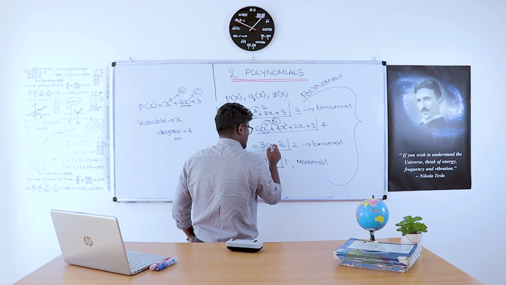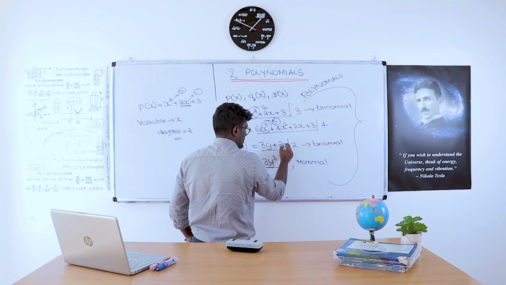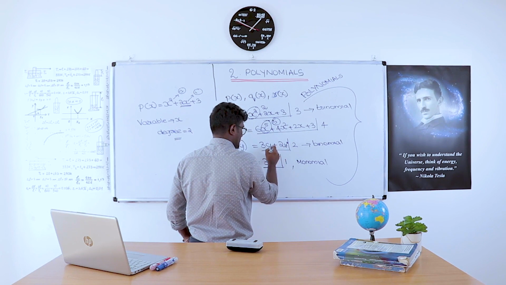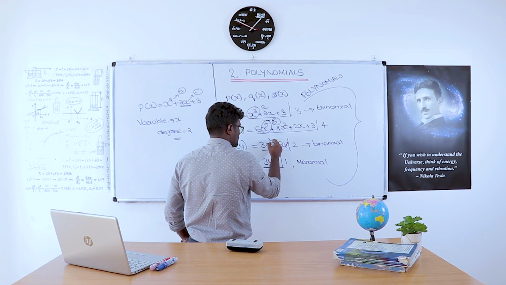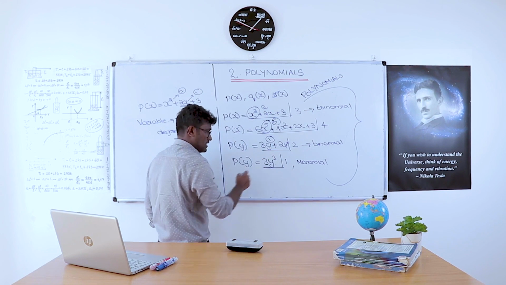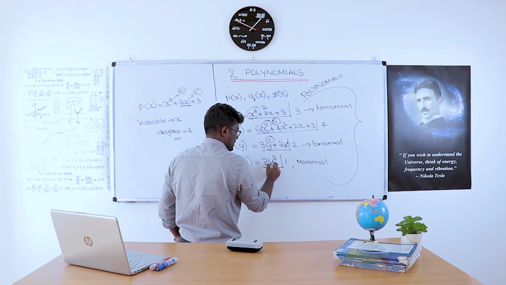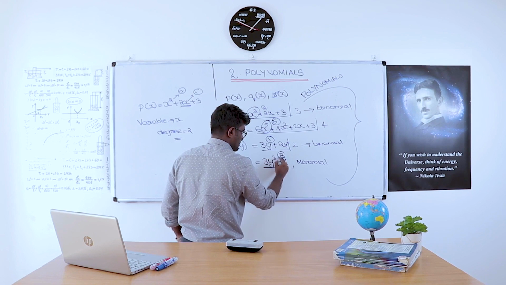Here 3y plus 2. Here y raised to 0. If we consider y raised to 0, here the power of y is equal to 0, but here the power of y is equal to 1. So the degree of the polynomial is 1. Here only one time, the power is 3, the degree of the polynomial is 3.